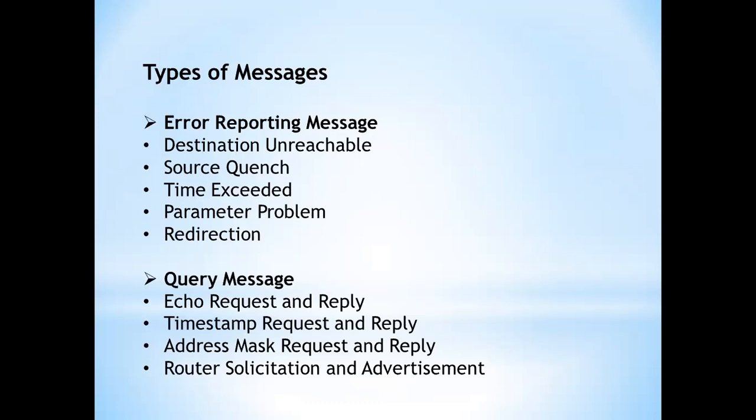And last is router solicitation and advertisement. A host that wants to send data to a host on another network must know the address of the router connected to its own network. In such a situation, router solicitation and advertisement messages can be used. The host can broadcast or multicast a router solicitation message. The router receiving this message can broadcast its routing information using a router advertisement message.